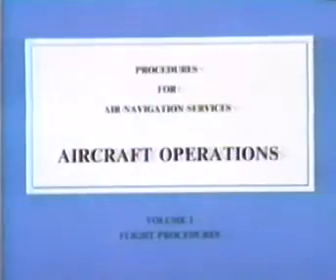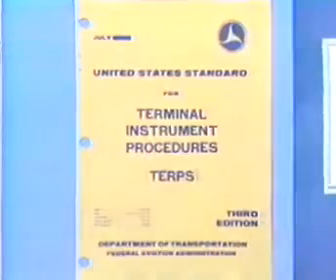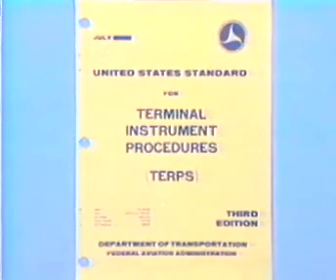A different document called the Procedures for Air Navigation Services, Aircraft Operations, or PANS-OPS, is used for approaches created under the guidelines of the International Civil Aviation Organization. For this program, we'll concentrate on those approaches created using the TERPS criteria.